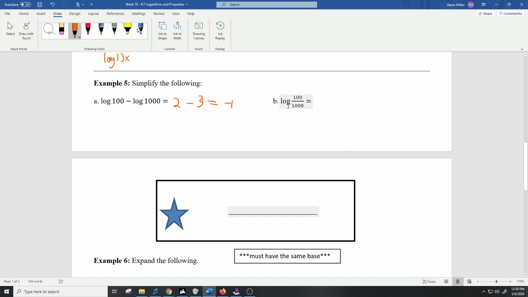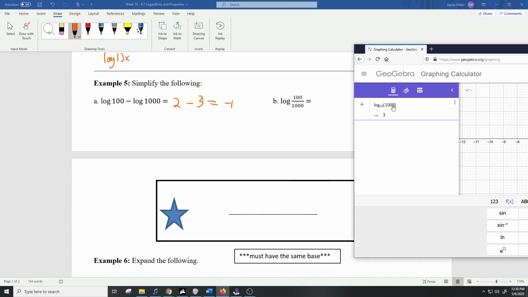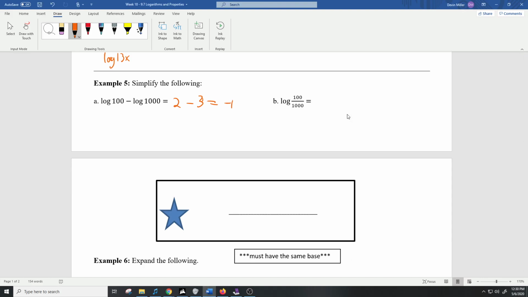Now, what if I put this in as one thing, log of 100 over 1,000? Let's see if I can do that. Log of 100 divided by 1,000. Look what we get, -1. So can you see this new property? The last one we used addition between the two logarithms. There was addition here. But when we put them together, we actually multiplied these two numbers together. You see the difference here?